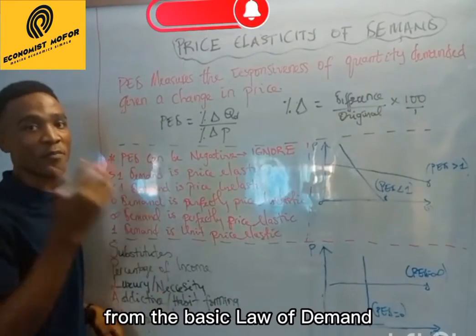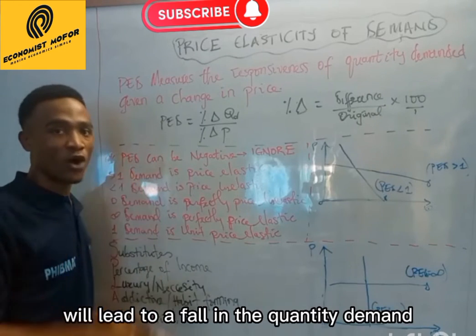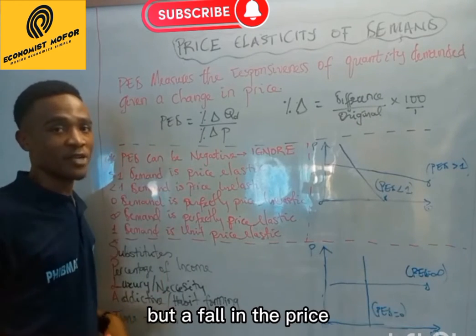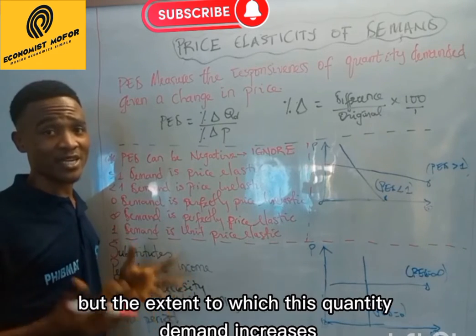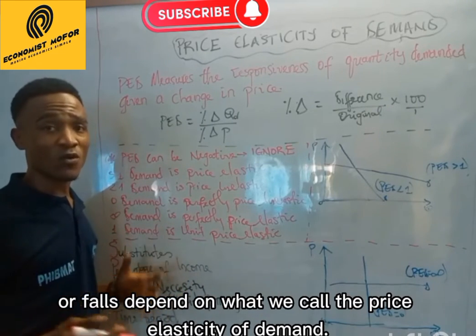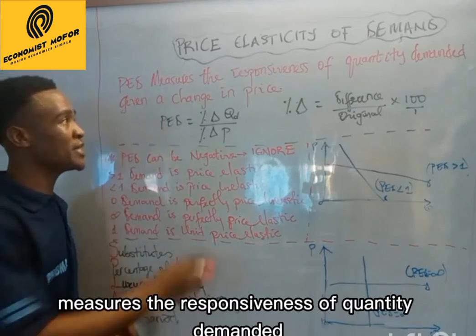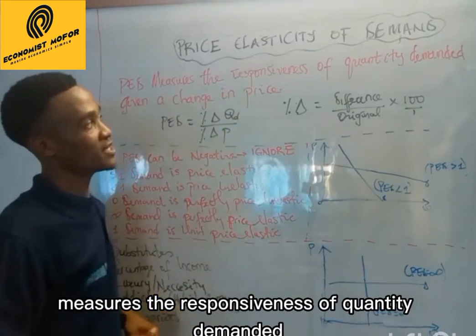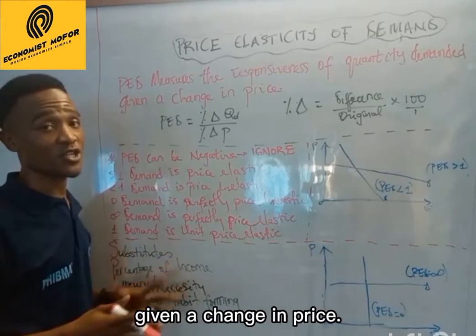Hi everyone, from the basic law of demand, we are told that an increase in the price will lead to a fall in the quantity demanded, and that a fall in the price will lead to an increase in the quantity demanded. But the extent to which the quantity demanded increases or falls depends on what we call the price elasticity of demand. The price elasticity of demand measures the responsiveness of quantity demanded given a change in price.